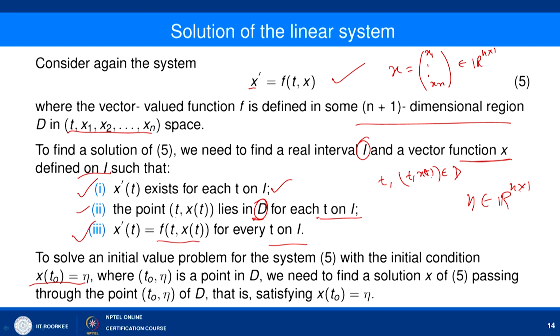We want to find a solution of x' = f(t, x) with the initial condition x(t0) = eta, where (t0, eta) is a point in domain D. We need to find a solution x of 5, meaning the system passing through the point (t0, eta) of D, that is x(t0) = eta. So a solution of the system has these three properties, and a solution of the initial value problem has the additional property that x(t0) = eta. It means that it is passing through the point (t0, eta).